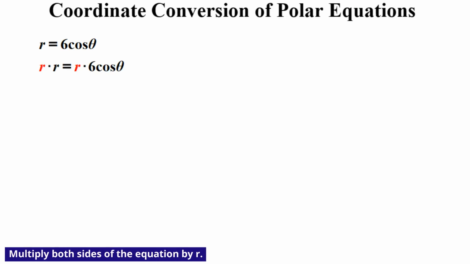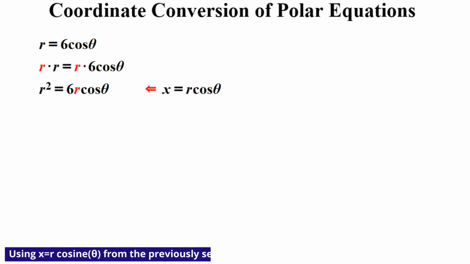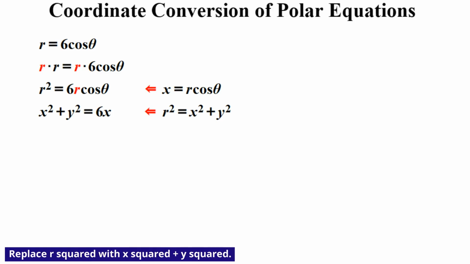Multiply both sides of the equation by r. The left side becomes r squared, and the right side becomes 6r cosine theta. Using x equals r cosine theta from the previously seen relation, replace r squared with x squared plus y squared.